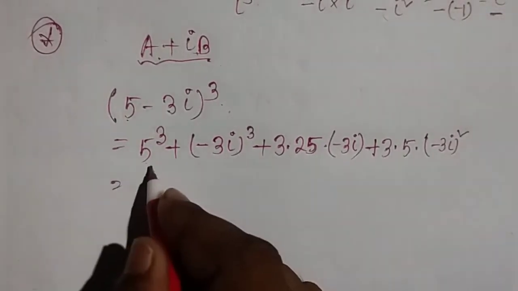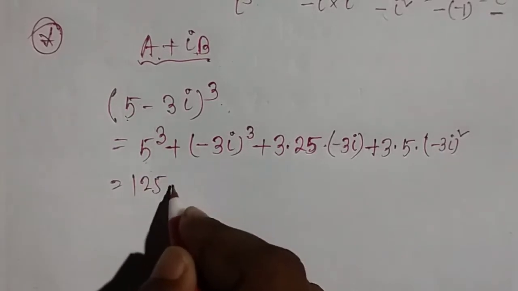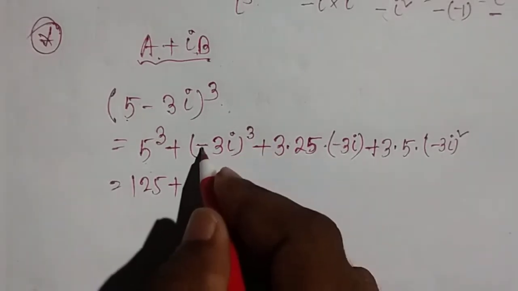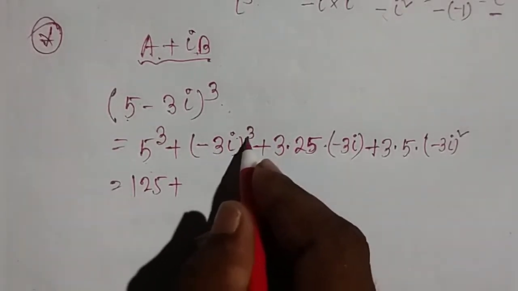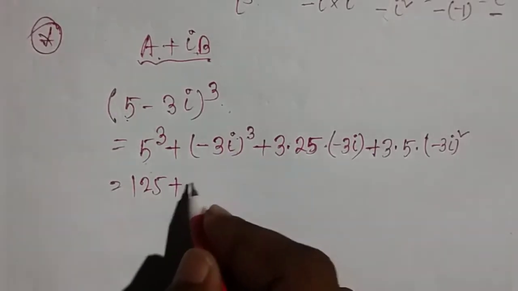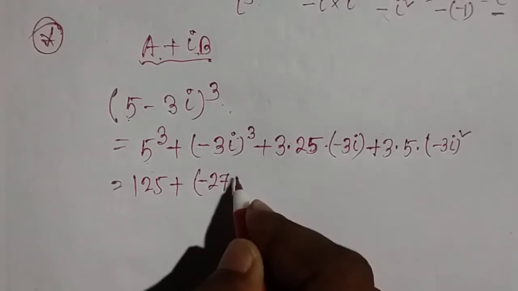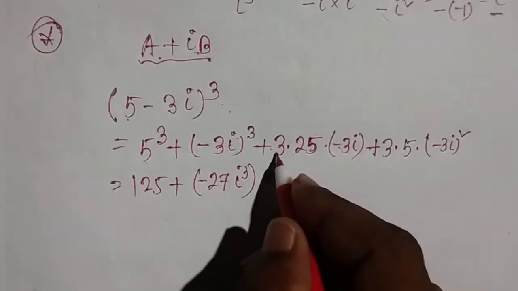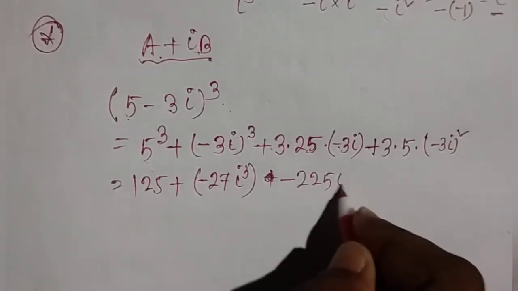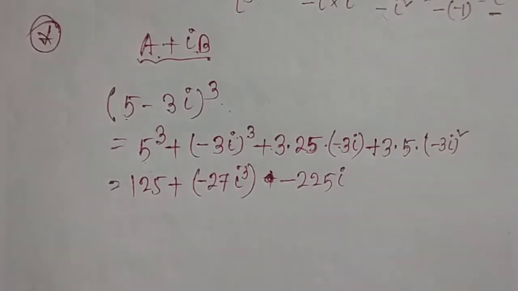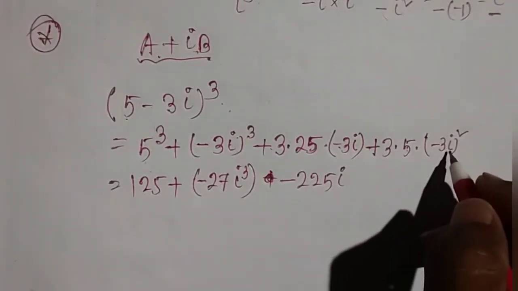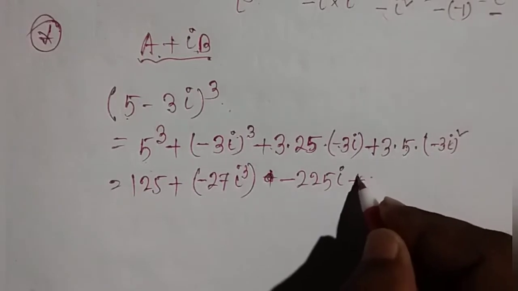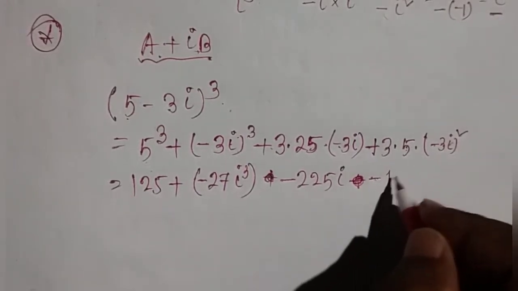Now here is 5 cube. 5 cube means 125 plus here is minus 3i cube, so it's minus, and 3 cube means 27, again i cube, so right here minus 27 into i cube, and here minus 3 3s are 9 and 9 25s are 225 i, and here 3 5s are 15 and 9, so 135, and here is minus and minus i square, that means it's plus, it's minus and 135.